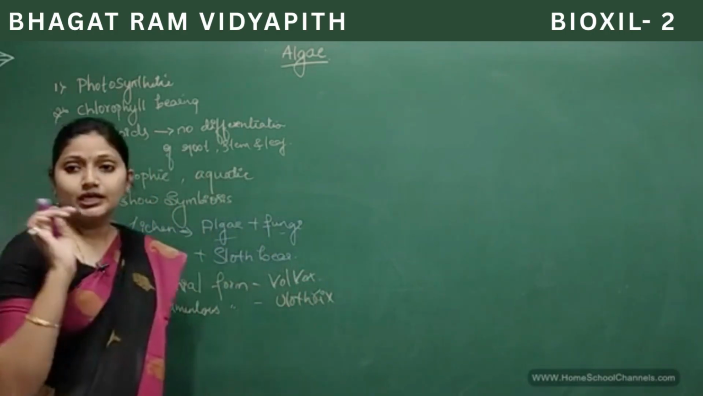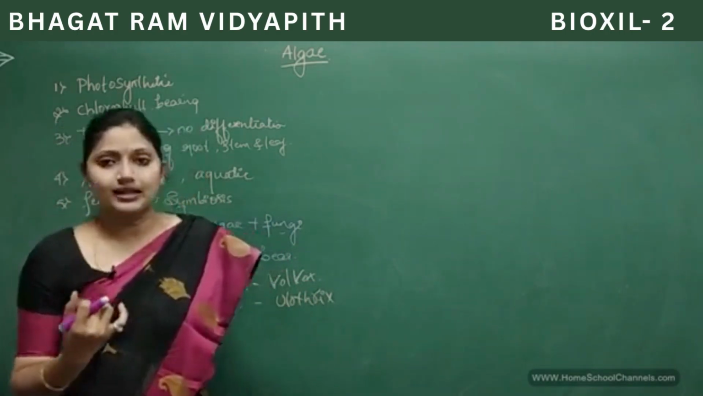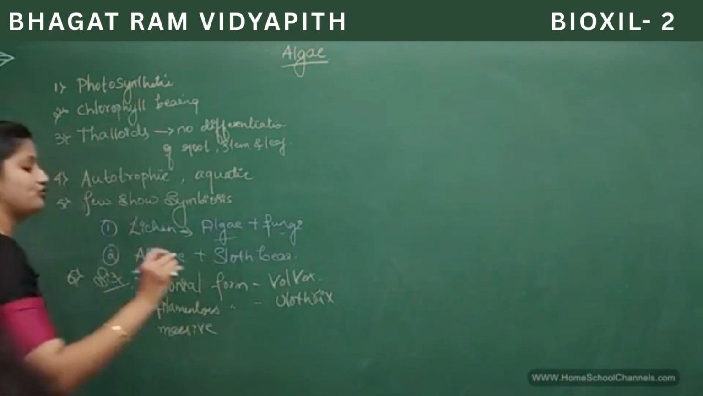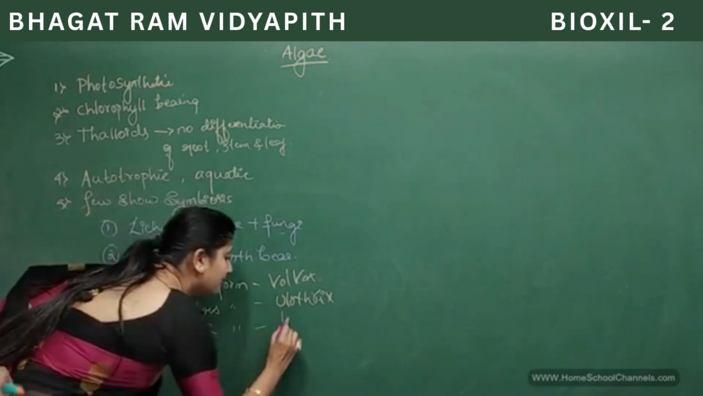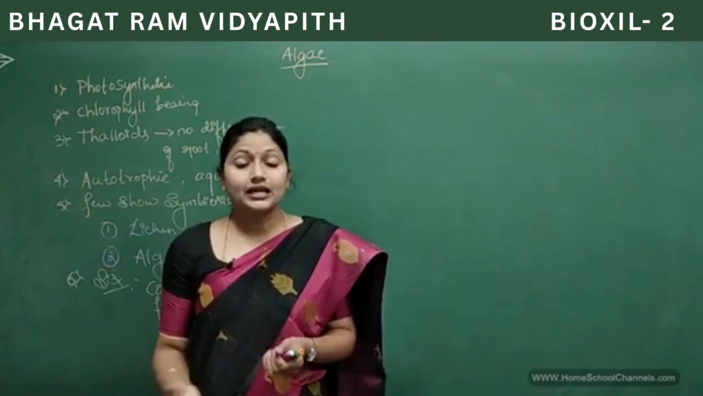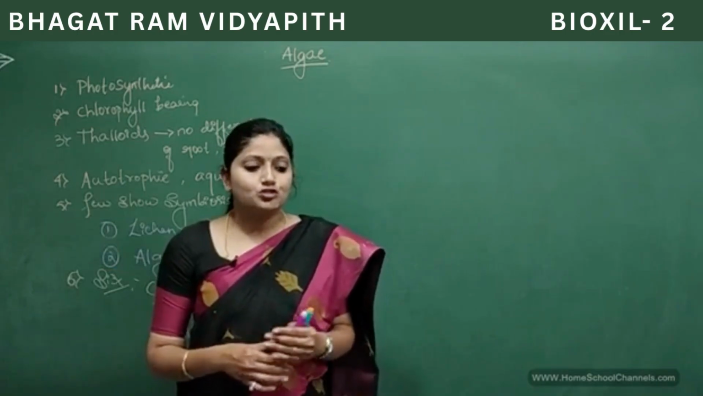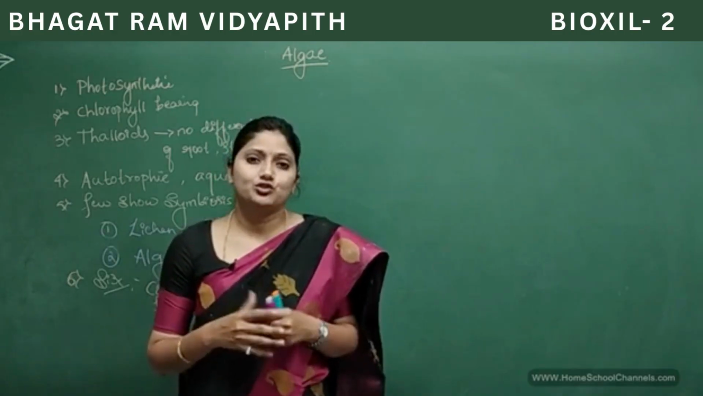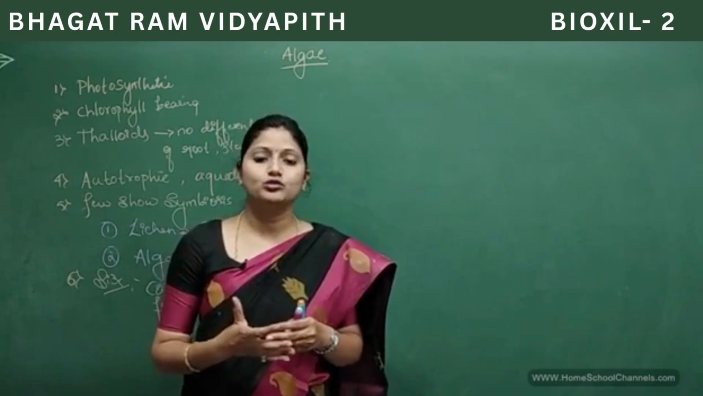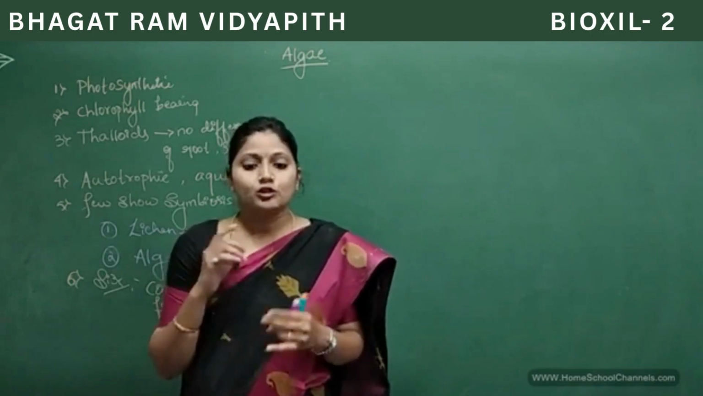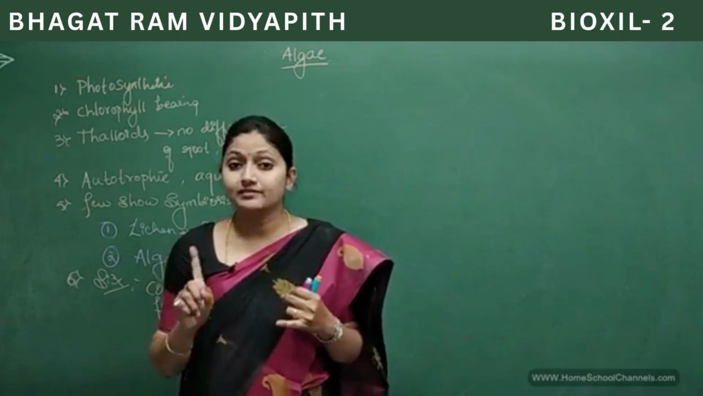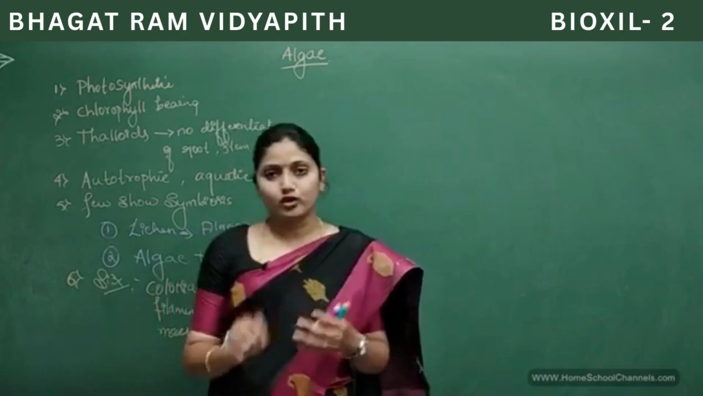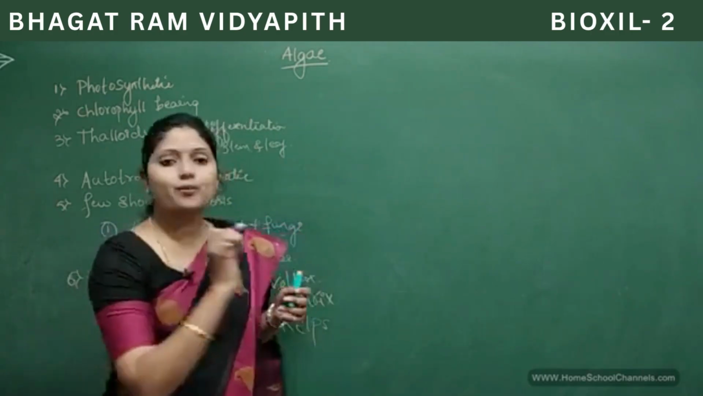Next, a very massive form of algae, for example kelps. These kelps are marine forms. Under the water in the oceans, we usually see very huge forms of algae, and those are called kelps. So kelps are the example for massive algae. Filamentous algae, it is Ulothrix. Colonial algae, it is Volvox.